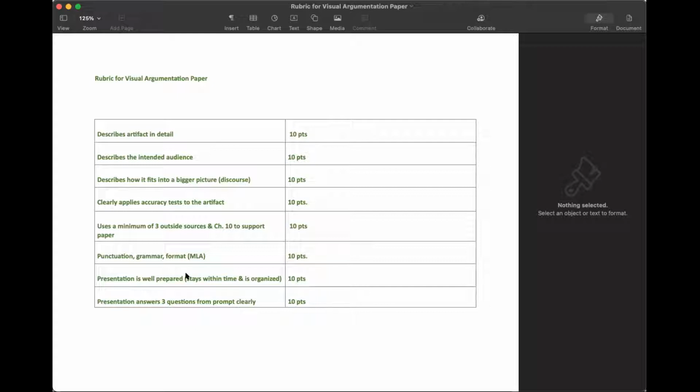Make sure it's well prepared, that you meet the time, which is 4 minutes, and that it is organized, not just put together at the last minute, and that you answer the 3 questions that I have online: what is your artifact saying, who is the audience, and do you think it was effective? So this is exactly what I will be looking for when it comes to your paper.